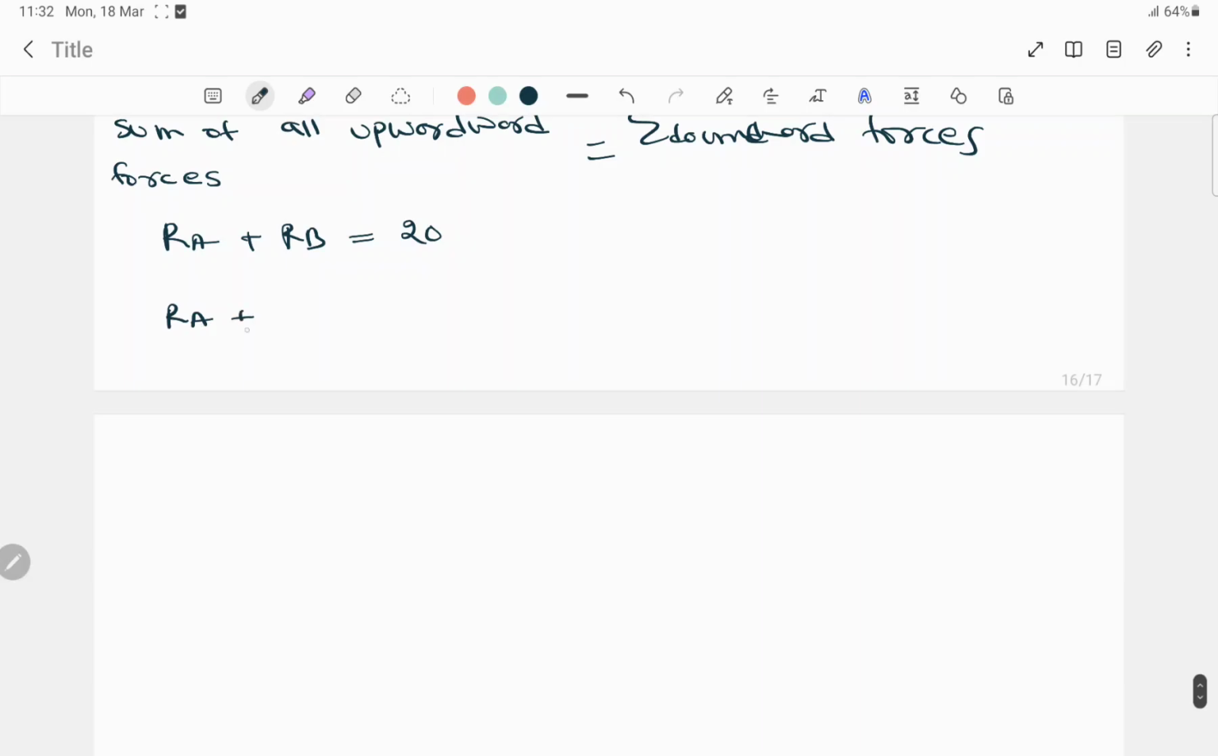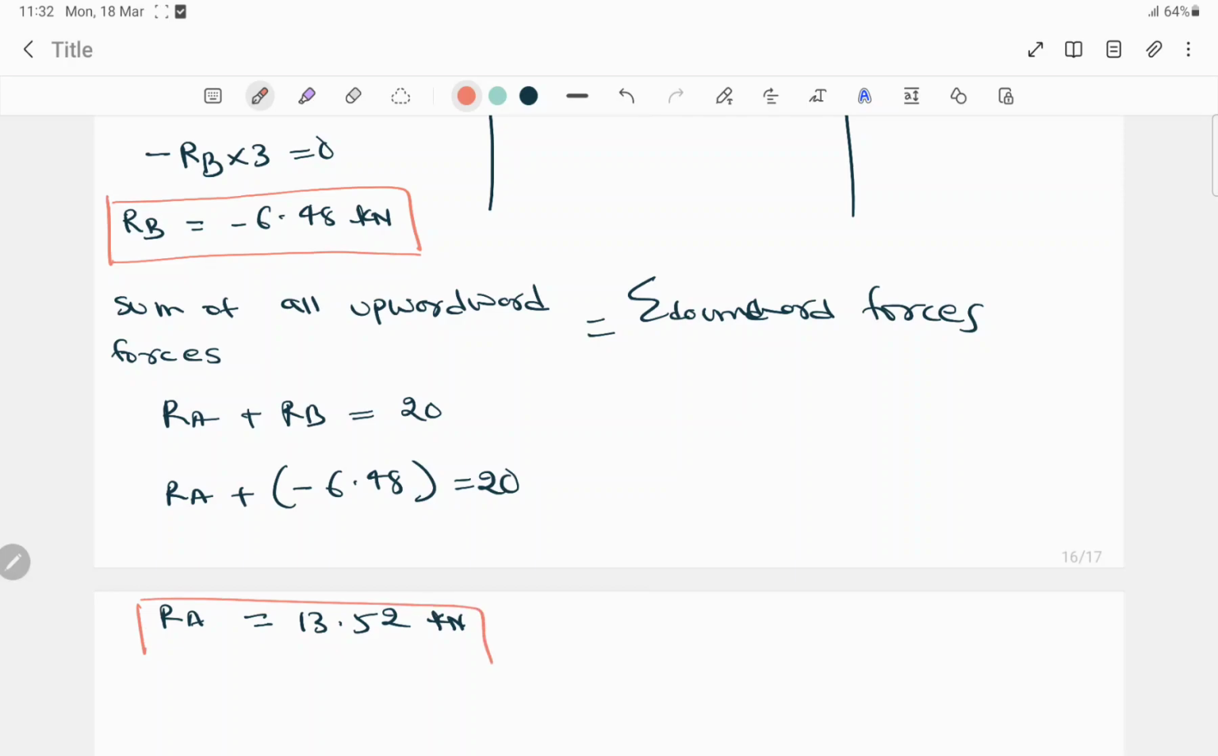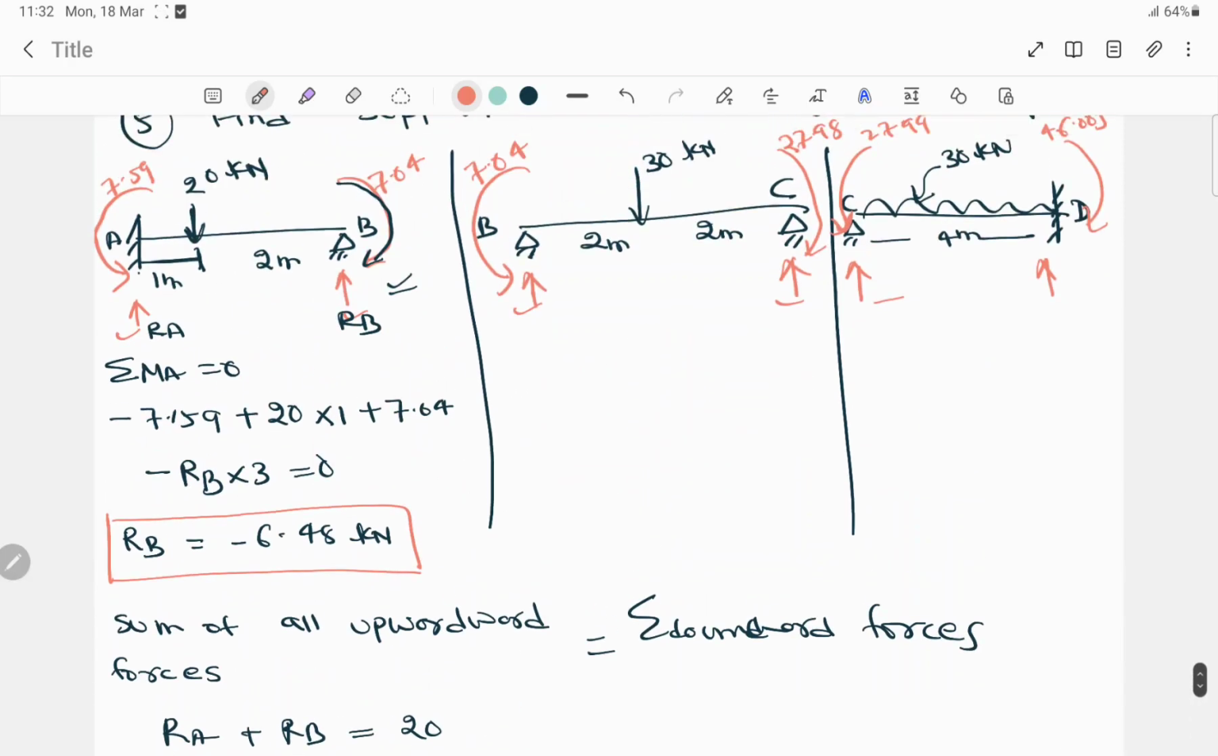So we just need to put the RB value here. So RA plus RB, with RB minus 6.48, is equal to 20. So we get RA is equal to 13.52 kilonewton. So we have the values for RB and RA for span AB.